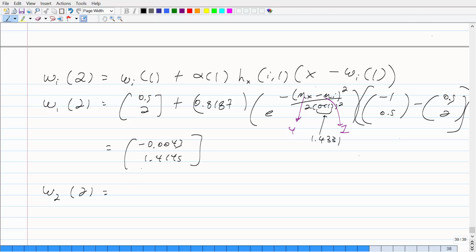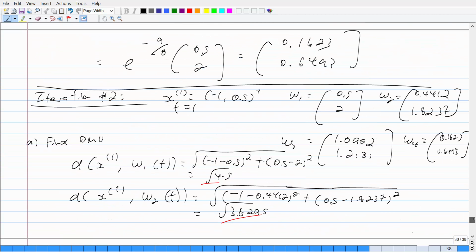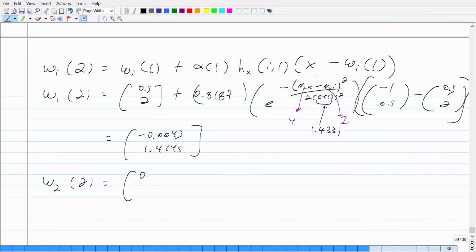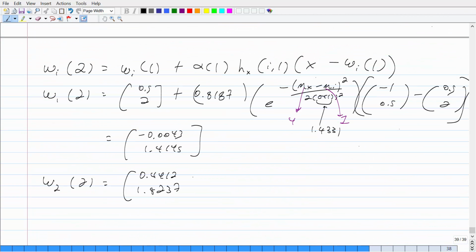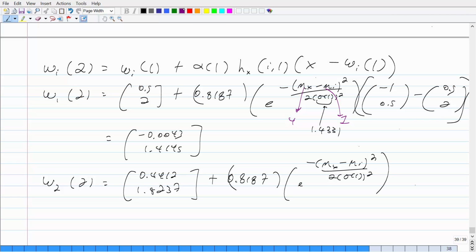So it would be the previous one. In this case, it would be 0.4412, 1.8237, plus 0. This alpha stays constant the entire time, but the radius of decay term will change to sigma 1 squared. Remember the best matching unit was 4. This node's position is equal to 2. And then this here is just 1.4331.